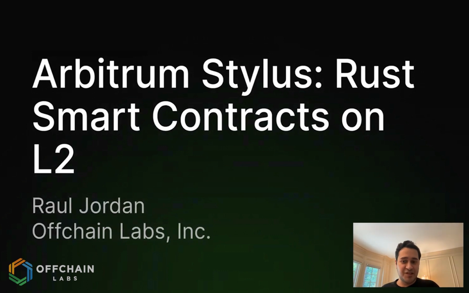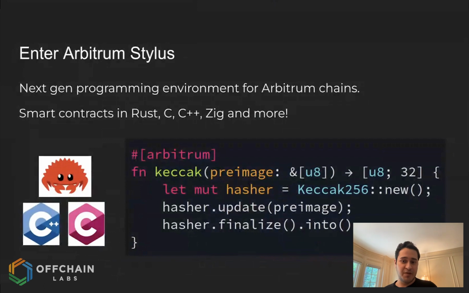Arbitrum Stylus is a fully interoperable environment for developing smart contracts with EVM smart contracts. It enables you to do awesome things such as writing code in Rust and being able to talk to Solidity contracts just as you would normally via ABI calls.